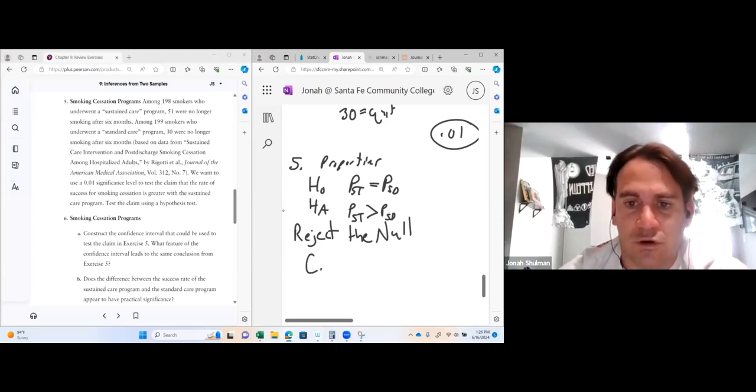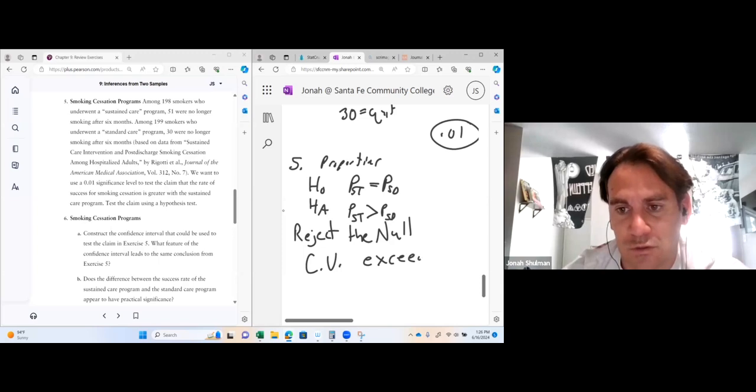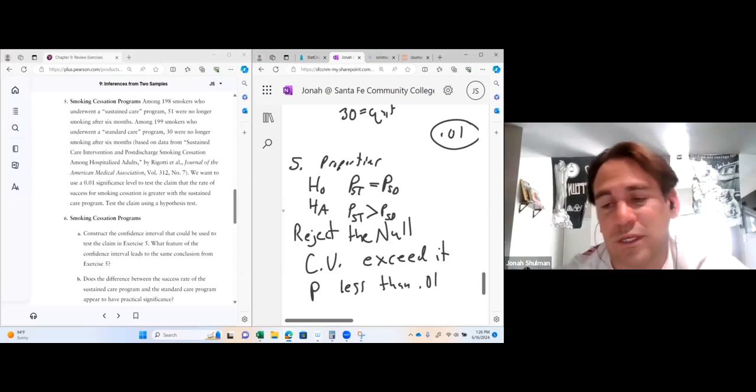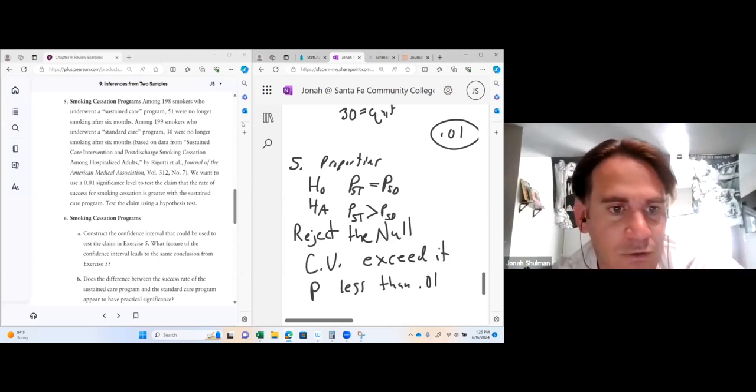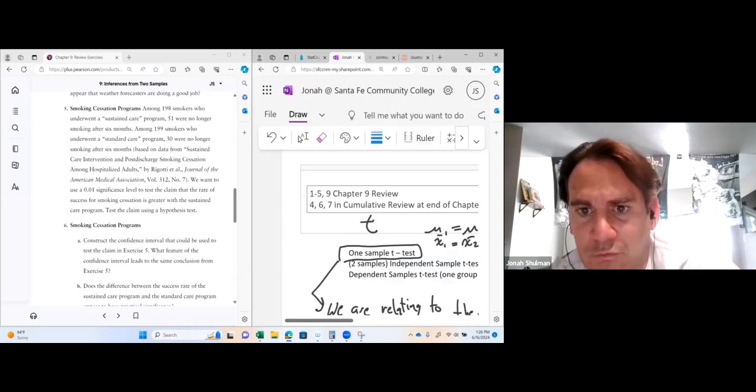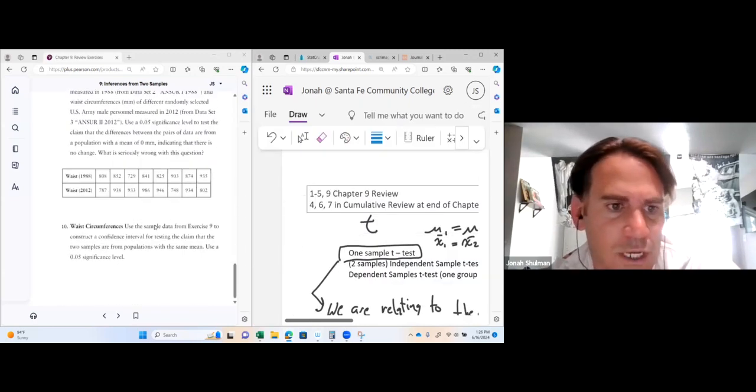You could either use the critical value, right? We exceed the critical value. You could use those numbers. Or we could say that the p-value is less than 0.01. Use whatever way you'd like for this. But either way, we know it's significant. All right, so that was 1 through 4, 5, and we get to do number 9.